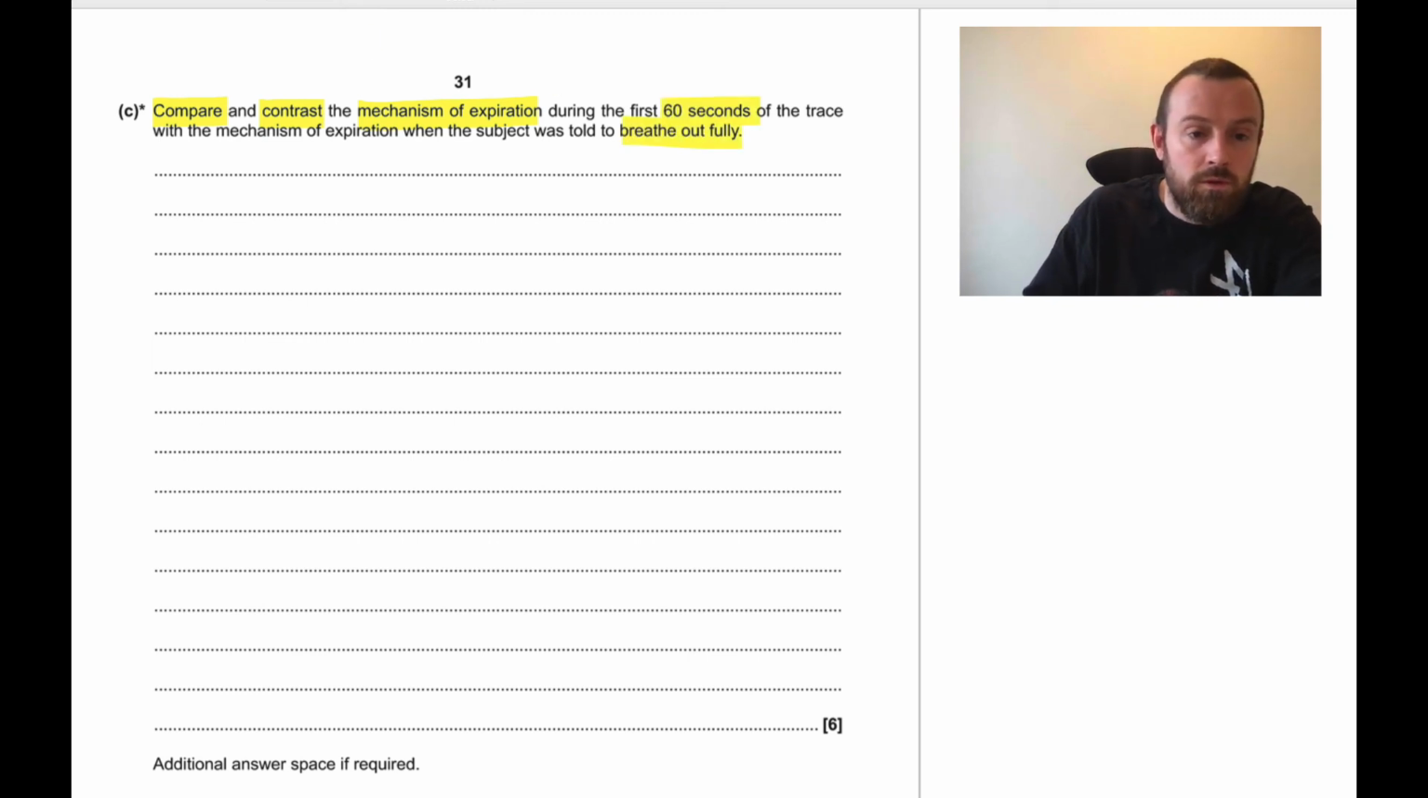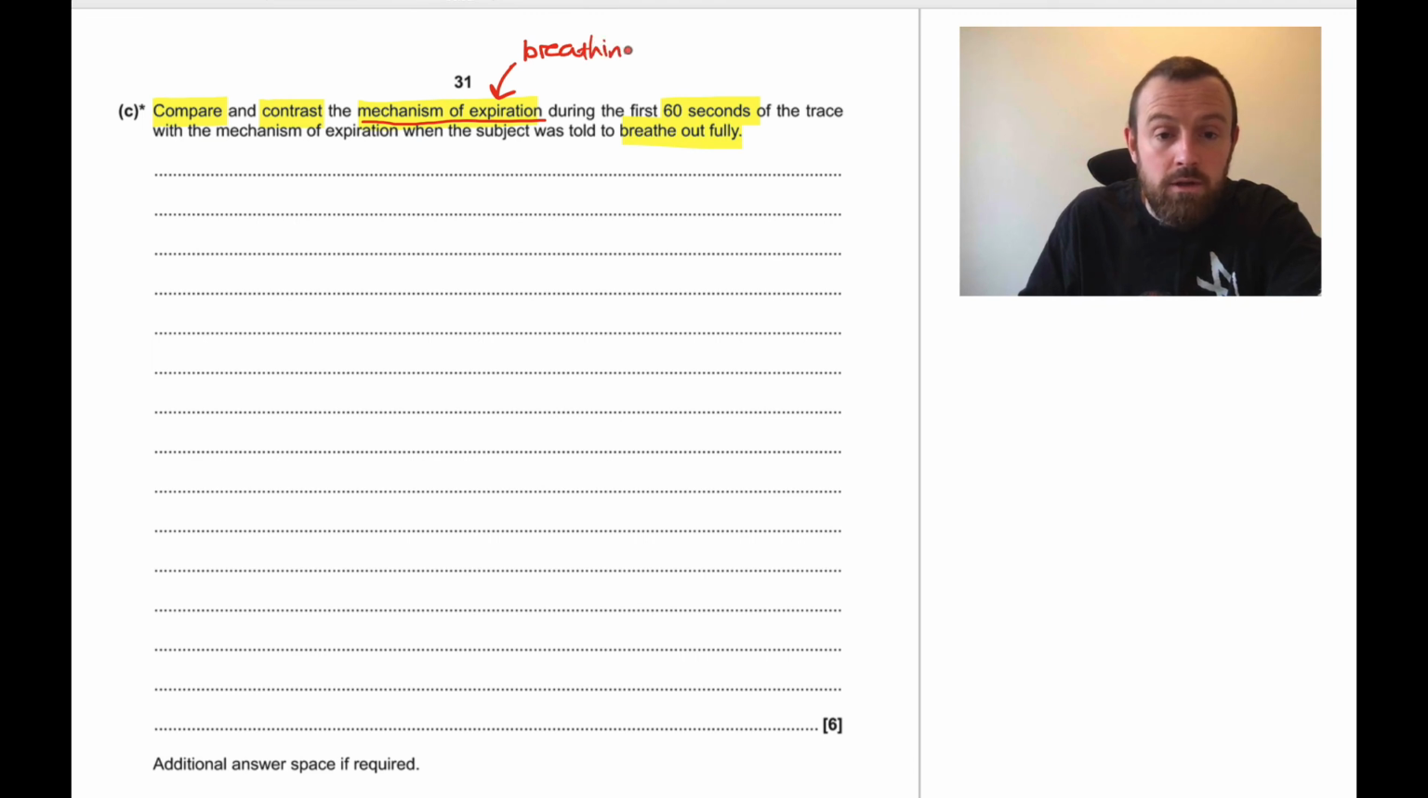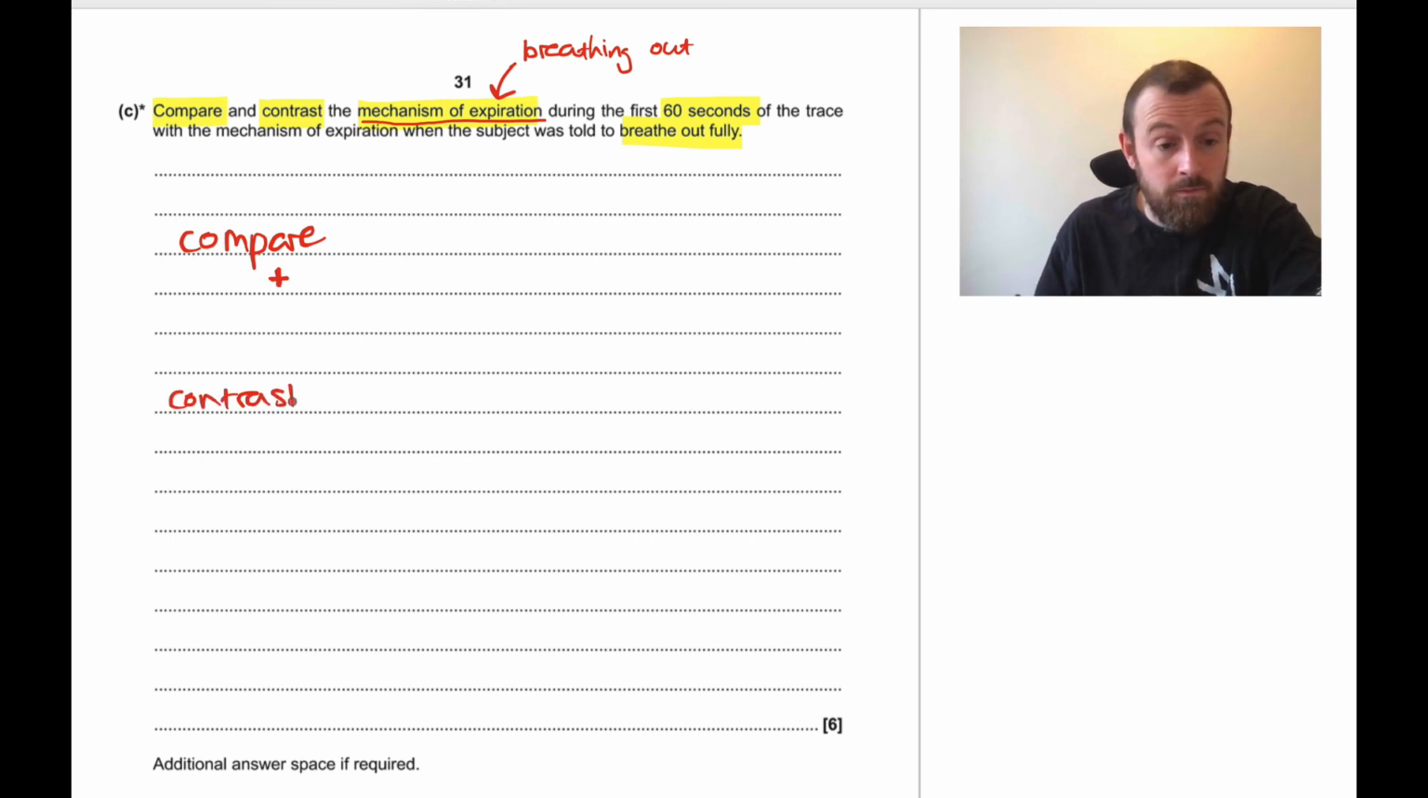Okay, all right. Now this is very important. Quite a few people kind of lost this bit here. Okay, the mechanism of expiration is breathing out. How do we breathe out? What muscular contractions or not are required for breathing out, for expiration? So let's draw a grid. Okay, let's draw the grid. So we've got compare, so that's similarities, and we've got contrast, that's differences. Similarities and differences. Got to give both.